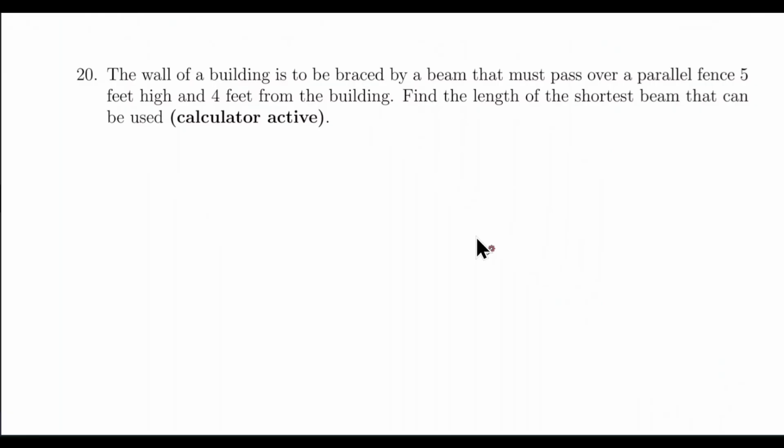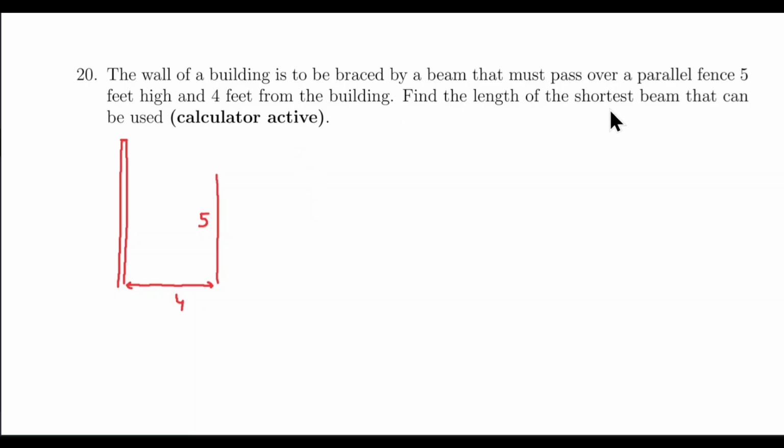So the wall of a building is to be braced by a beam that must pass over a parallel fence 5 feet high and 4 feet from the building. So this means that the fence is 5 feet high. So let's say this is the fence, this is 5 feet high, and this is 4 feet from the building. And let's say this is where the building is over here. Let's say this is the building.